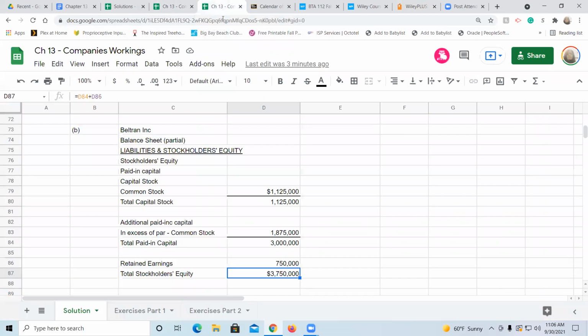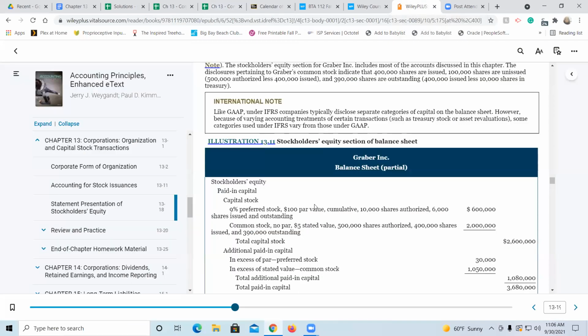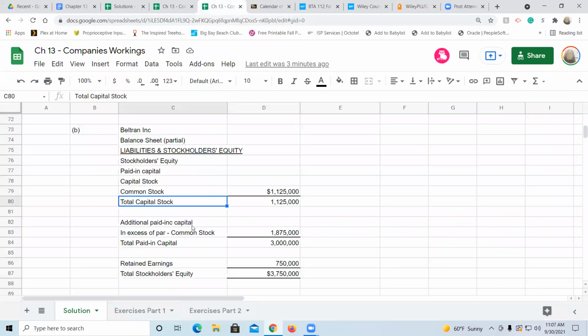Let me just go back to what we were doing for a second. See, it's the same thing: stockholders equity, paid in capital, capital stock. We don't have preferred stock in this example, so we go to common stock, right? And then when we total it, total capital stock. We're basically mirroring what a balance sheet would look like. Then you've got this additional paid in capital heading. If you go back to our answer there, additional paid in capital in excess of par for common stock. There's your number to give you total paid in capital.